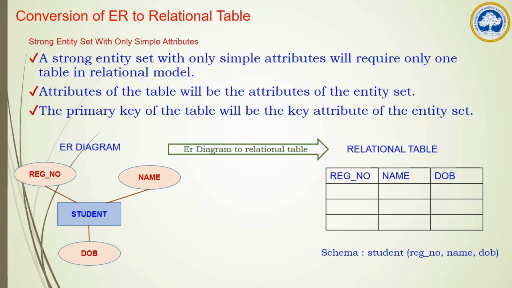If you notice the ER diagram given in the slide, for this entity set the simple attributes are register number, name, date of birth, etc. When you convert this ER diagram into a relational table, the table contains the column values, that is, the attributes. The simple attributes are directly given as the column names in the relational table, like register number, name, date of birth, etc., in each column.